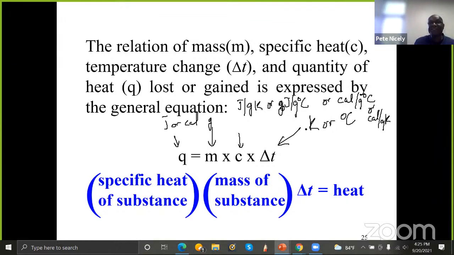Now, let me just say this. If the units are in Kelvin or degrees Celsius, it doesn't make a difference in terms of delta T, because delta T is going to be the same numerically, regardless of whether the temperature is expressed in Kelvin or degrees Celsius, all right? So numerically speaking, the units of delta T can be K or degrees Celsius, but it won't change the value of anything else. It won't change the value of C for sure, all right? So that's just something you need to be aware of. And we're going to look at some examples using this particular equation.